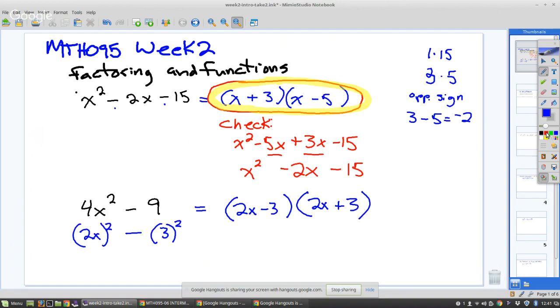The other thing we're going to look at this week is how to factor more complicated things and the idea of a function. So you're going to see function notation, things like f of x equals 2x plus 6. And what does that mean to write an f of x like that? So we'll get to that at the end of this video.